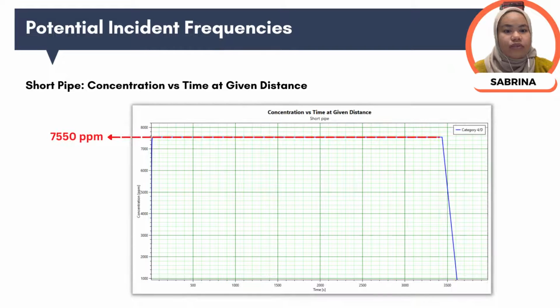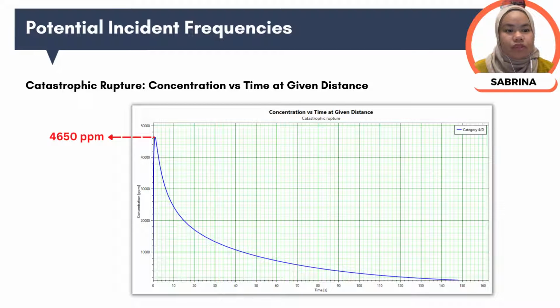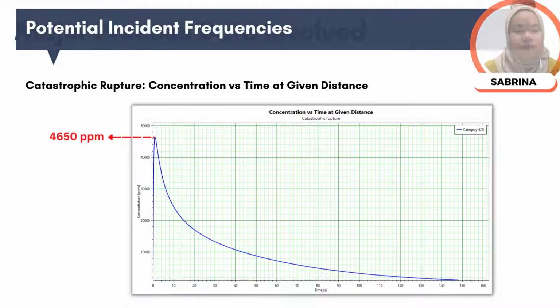Next, from the graph of concentration against time, it has been obtained that the maximum concentration of BFG release due to the line rupture is 750 ppm. Meanwhile, for catastrophic rupture, the maximum concentration of BFG release is 4650 ppm.